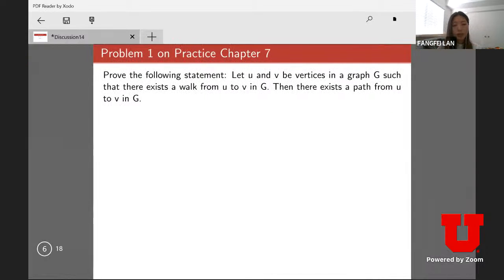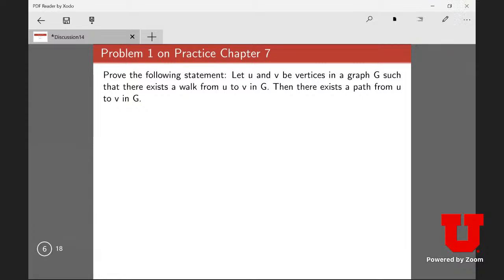Prove the following statement. Let U, V be vertices in a graph G such that there exists a walk from U to V in G, then there exists a path from U to V in G. So first of all, what is a walk? Just a path of edges and vertices to get from one to the other.